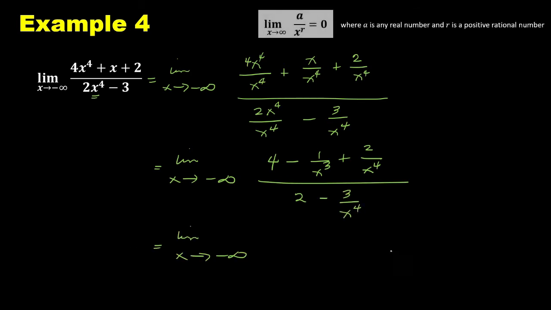And again, we need to remember the concept of the limit of a over x raised to r as x approaches infinity is equal to 0. So negative 1 over x cubed would give us a limit of 0. Same with 2 over x raised to 4 and negative 3 over x raised to 4. So what's left would be 4 over 2, and 4 over 2 is 2. The limit of a constant is itself. Therefore, the answer here is 2.